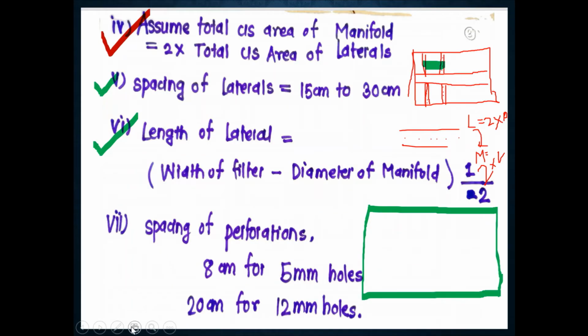Okay, this expression I have written here in the corresponding formula: width of the filter divided by 2 minus diameter of the manifold divided by 2. Now you have understood how to calculate the length of the lateral.